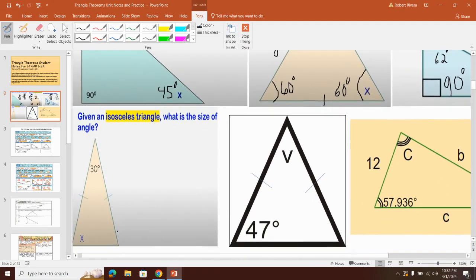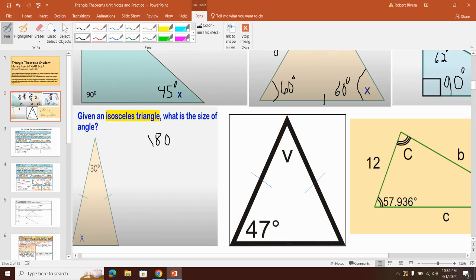So let's start with this guy. So this one, they only gave me 1. So I'm going to go 180 minus 30.